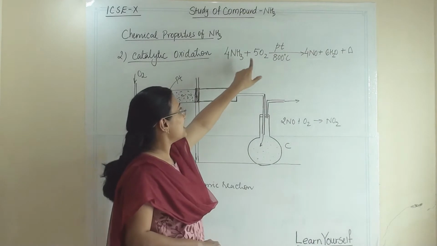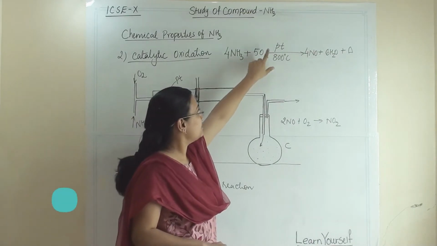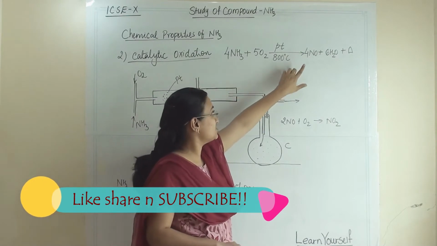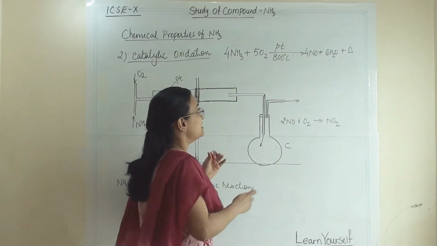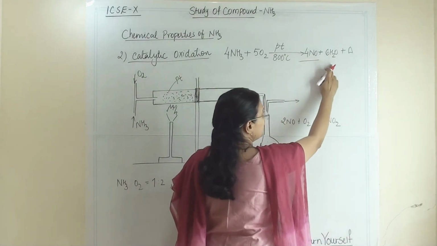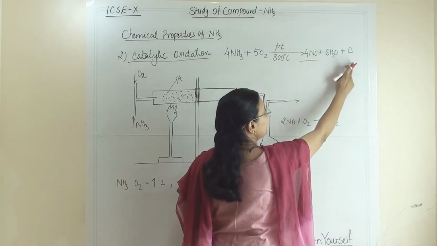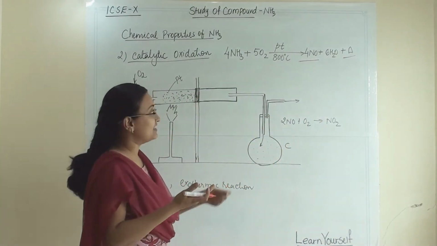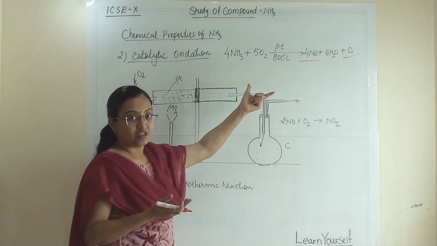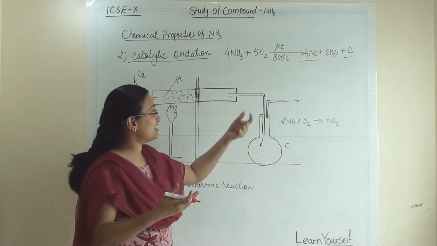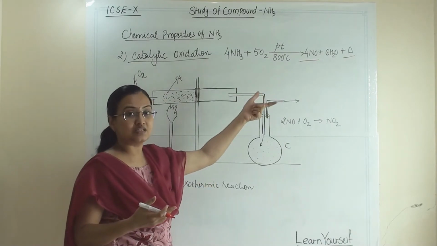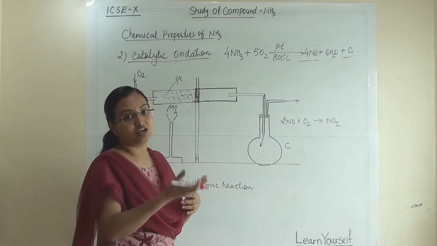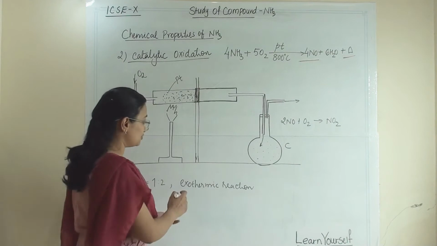When ammonia is reacting with oxygen in presence of platinum catalyst at 800 degrees centigrade temperature, we will get nitric oxide, water droplets and a lot of heat. As we are getting heat as a product while the reaction is proceeding, that means this is an exothermic reaction in which heat is evolved. So this is an exothermic reaction.